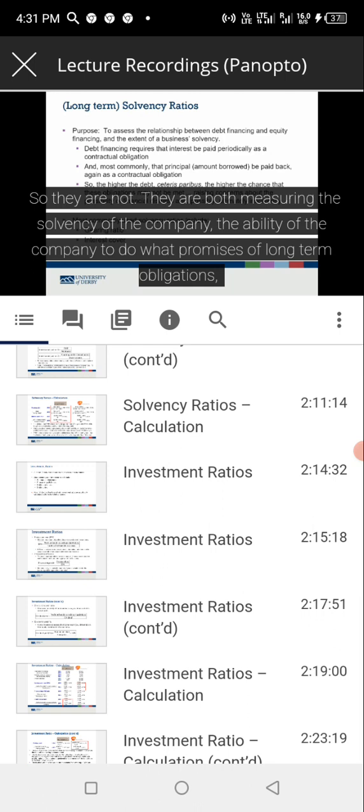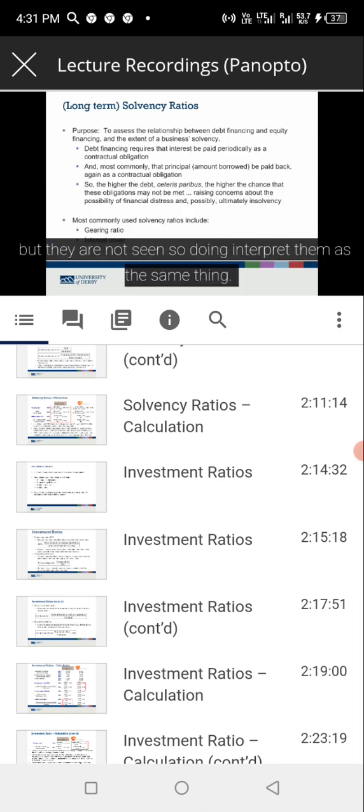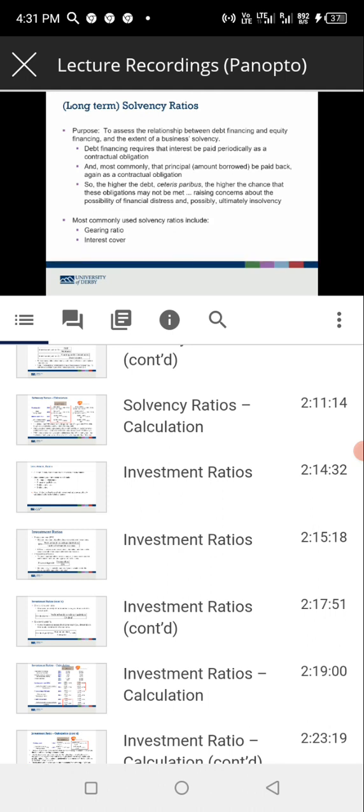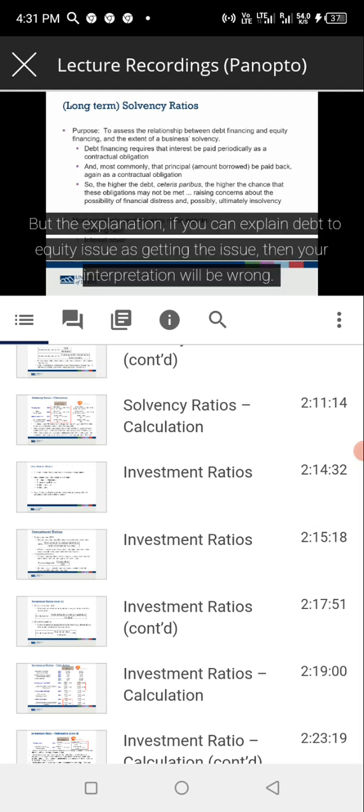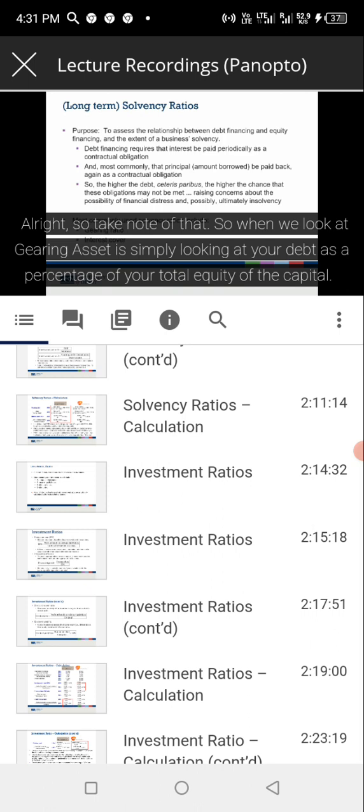To meet its long-term obligations, but they are not the same. So don't interpret them as the same thing. If you calculate either of them, you may get the marks for calculating it, but if you explain debt to equity ratio as gearing ratio, then your interpretation will be wrong. All right? So take note of that.